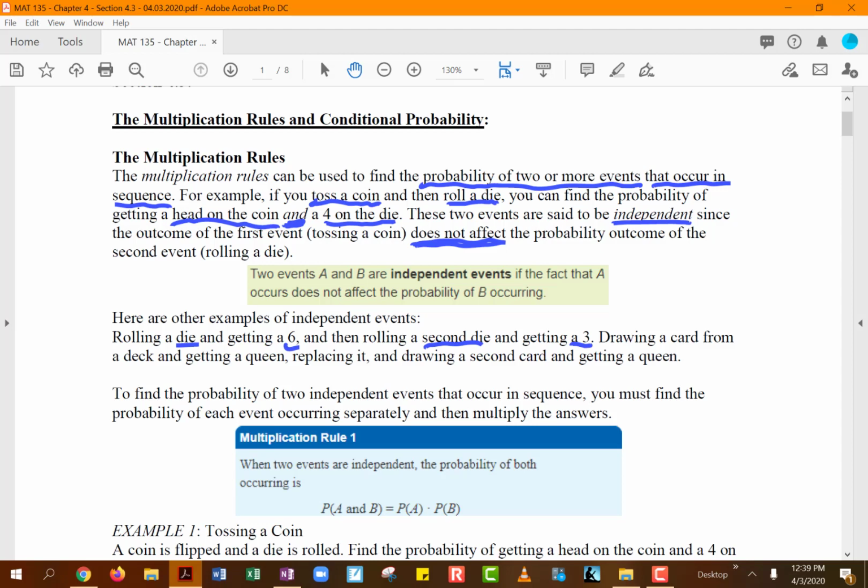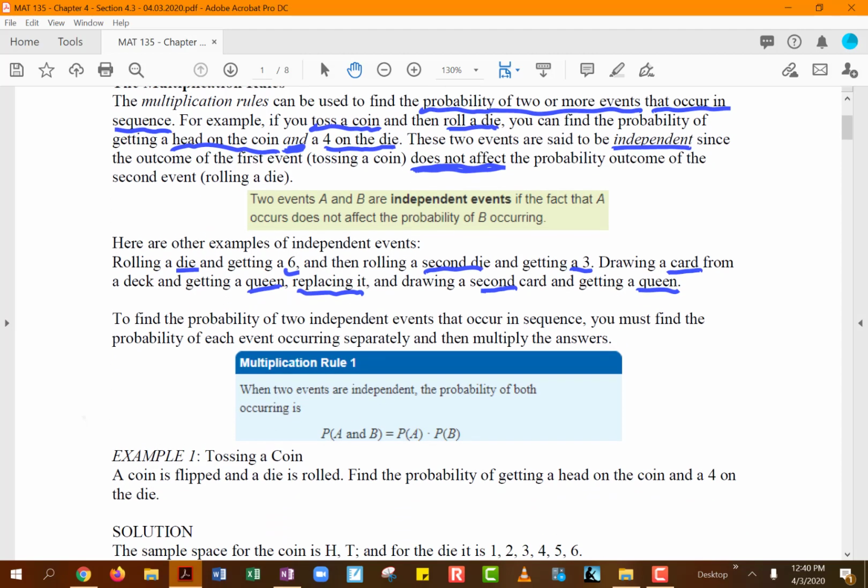Same thing if you were drawing a card from your deck of cards and you get a queen on the first event, and then you put it back in. So we're replacing it, putting the card back into our deck, and then drawing a second card, and you in fact end up getting a queen again. Pulling that first card and getting a queen, replacing it, which is the important thing here, you do have to put it back into your deck of cards, drawing a second card and getting another queen. These would be considered independent events.